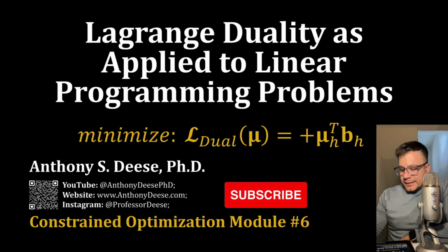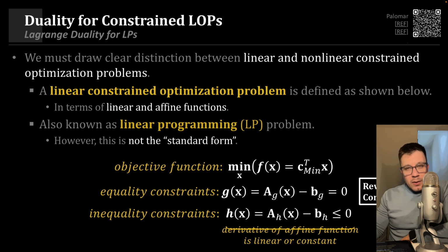Welcome to Module 6 from our series on constraint optimization. This module addresses duality, which was the topic of the last two modules, number 4 and number 5. However, this one specifically addresses how Lagrange duality may be applied to linear constraint optimization problems, also known as linear programming problems. So first, I wanted to draw a more clear distinction between linear and nonlinear constraint optimization problems.